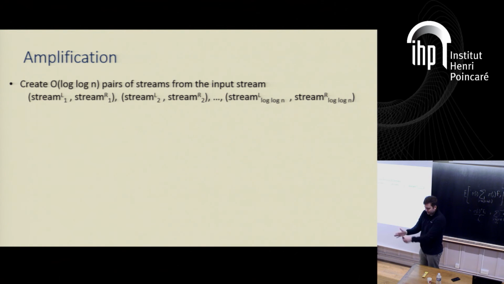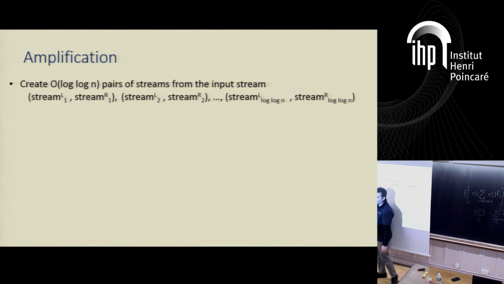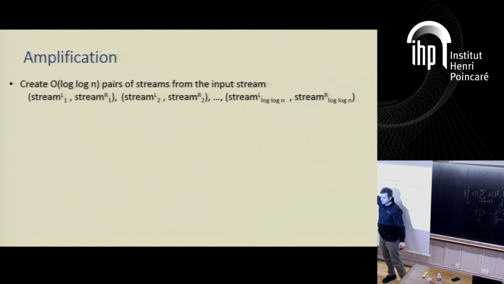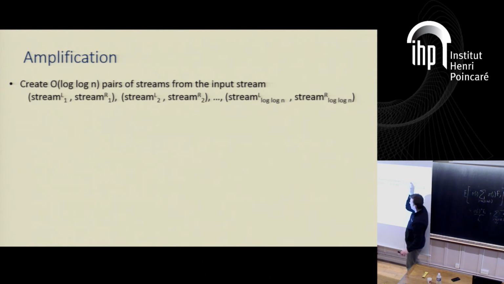OK, so we have our input stream. And we split it into two pieces, a left piece and a right piece. And we do it at random based on the items. OK, so we look at the n items, and for each item I say, oh, all of its updates are going to go to the left stream, or all of its updates are going to go to the right stream. So I partition the stream into two pieces. And I do that independently log n times.